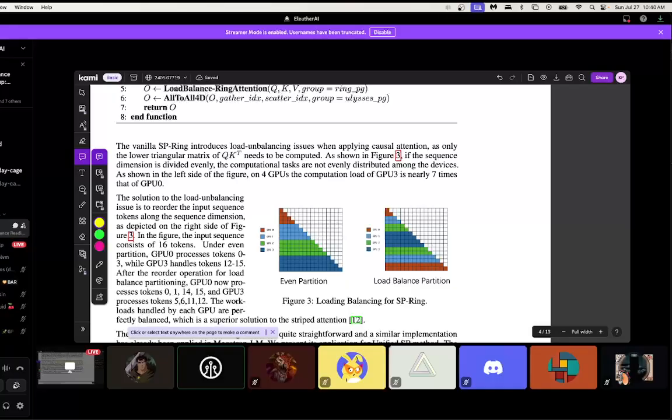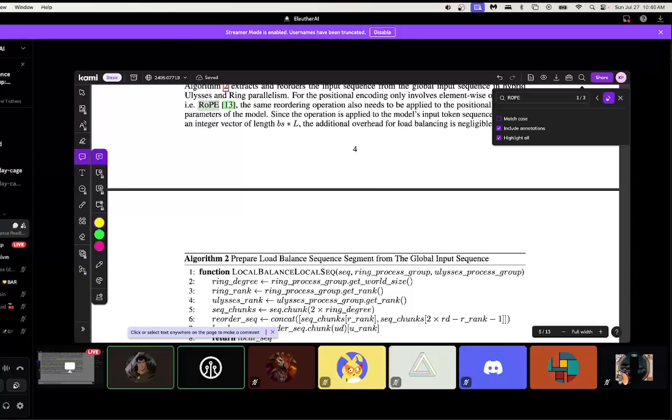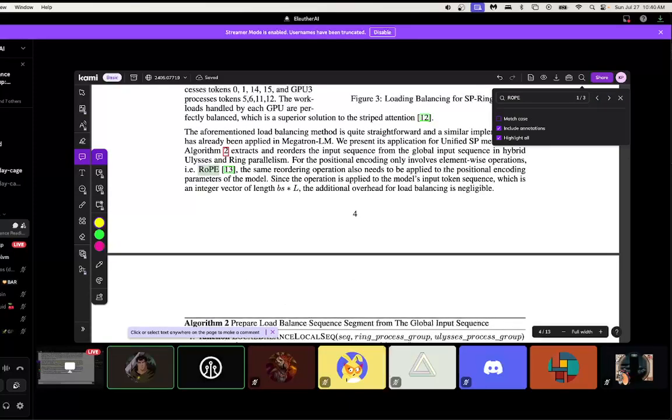Yeah, that's interesting. I hadn't thought of that. They mention it in the paper, but I just wasn't clear. If you scroll, somewhere it says RoPE, and I was just unclear how to address it in this paper. Let's see where it is. Right here. Positional encodings only involve analyze operations. The same reordering operation also needs to be applied to the positional encoding parameters of the model. Since the operation is applied to the model's input token sequence, which is an integer vector of length bs times length, the additional overhead for load balancing is small.